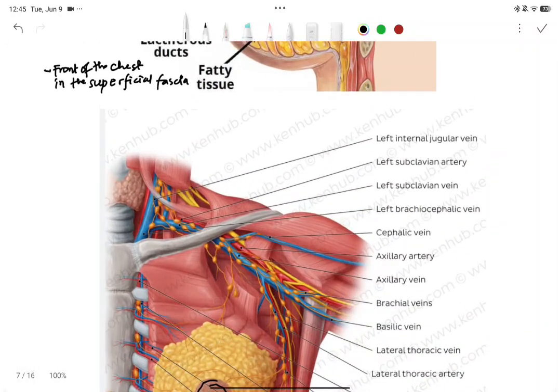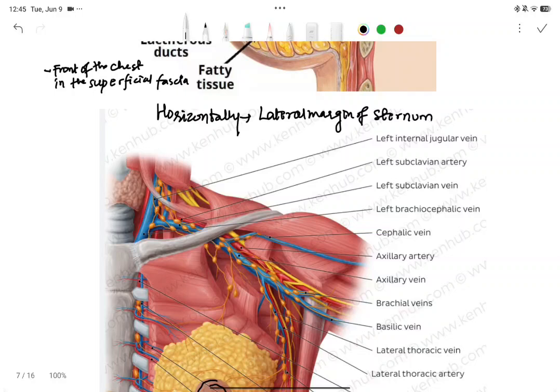Horizontally it lies from the lateral margin of the sternum to the mid-axillary line. So the lateral margin of the sternum and the mid-axillary line horizontally.